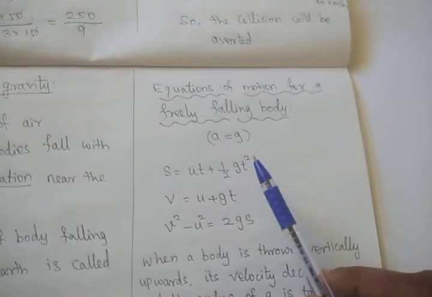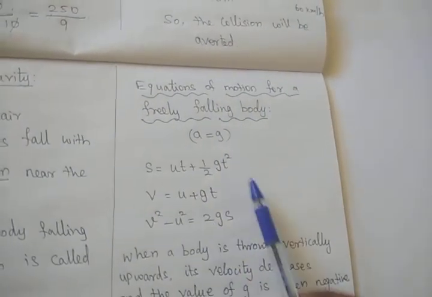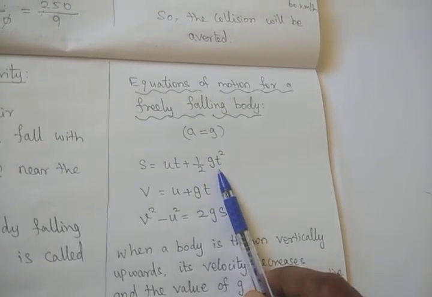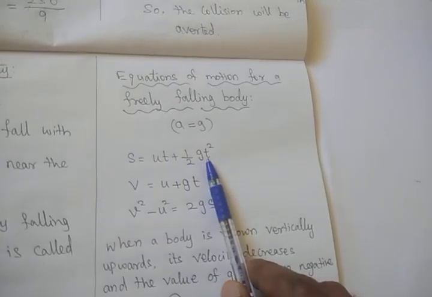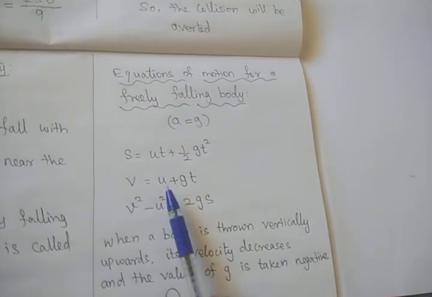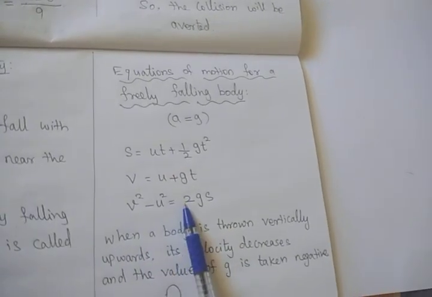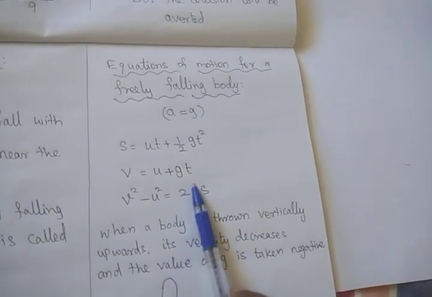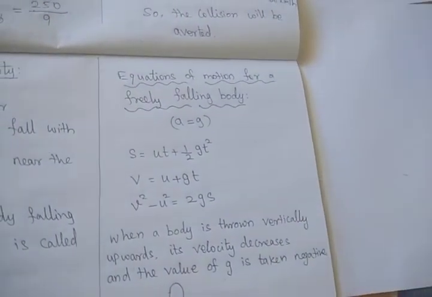So you can write the equations of motion for a freely falling body also. Very simple. Instead of a in the previous three equations, substitute g. That's all. So s is equal to ut plus half at squared, instead of a, you substitute g. Here v is equal to u plus at, here instead of a, g. And v square minus u square is equal to 2as, instead of a, you substitute g. That means the equations of motion become the freely falling body equations of motion.